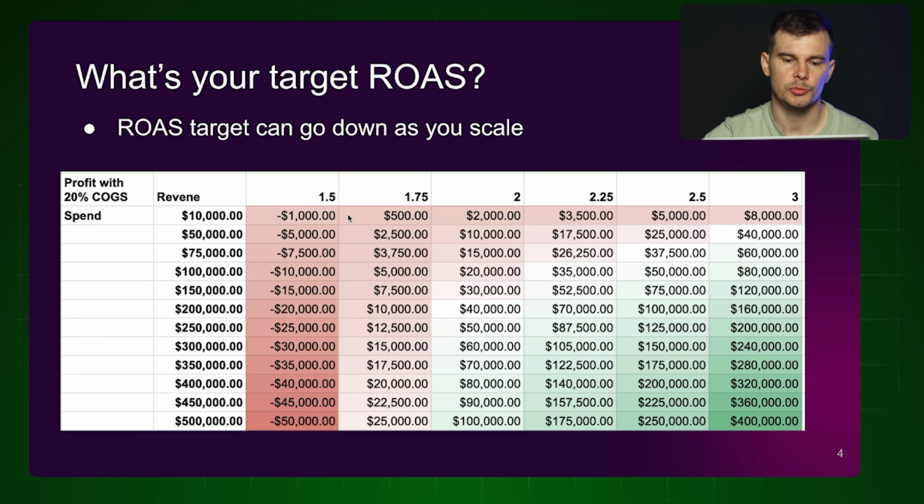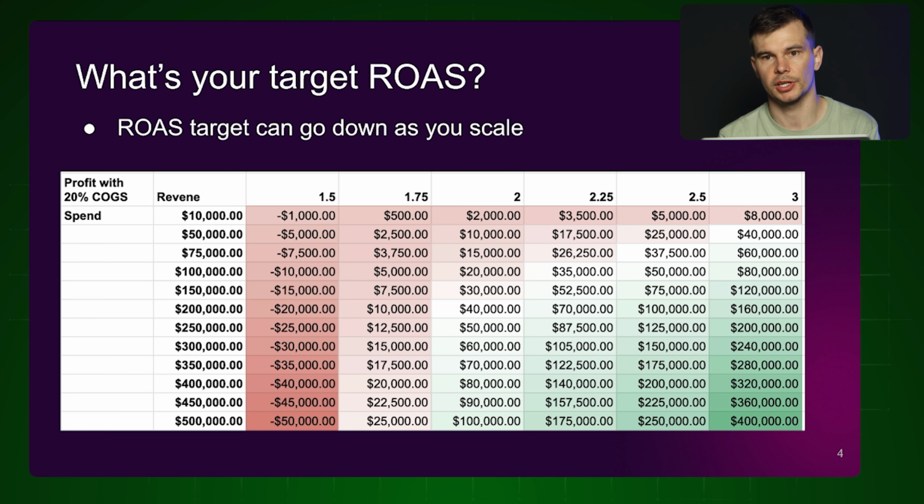For example, this is a projection with a product that has COGS of 20% of the AOV. So let's say if you're selling at $100, our COGS to create the product and ship it are $20. So in theory, to get to, let's say, 100K profit, we can spend 150K with a ROAS of 3, or we can spend around 500K with a ROAS of 2. So those are two totally different targets at totally different spend levels.